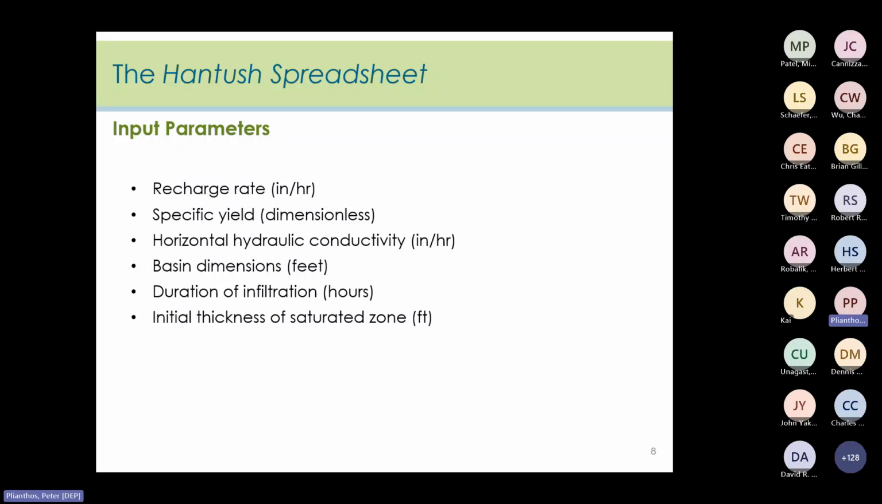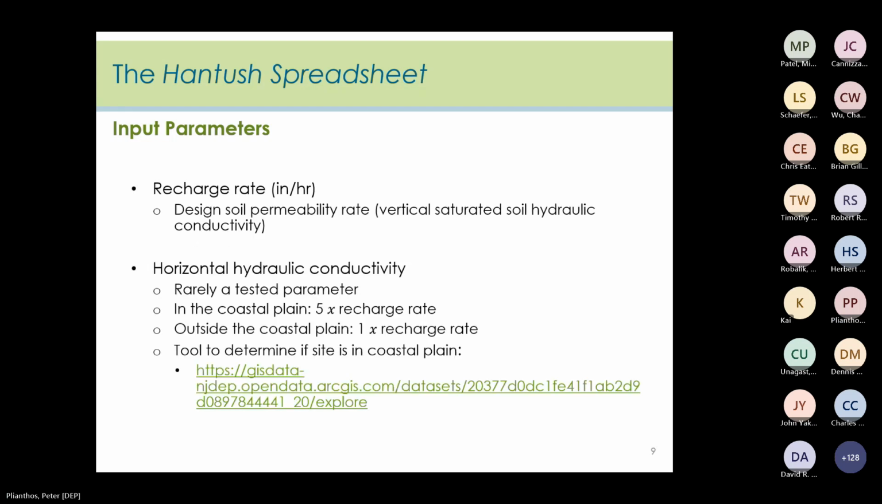To get more familiar with the Hantush spreadsheet, let's define the parameters listed here and establish the assumptions for their use in the spreadsheet. The first input parameter is the recharge rate. In the spreadsheet, you must use the design value for the vertical saturated soil hydraulic conductivity, which is 1/2 of the tested value of the vertical saturated soil hydraulic conductivity from soil testing performed in accordance with Chapter 12 of the BMP manual.